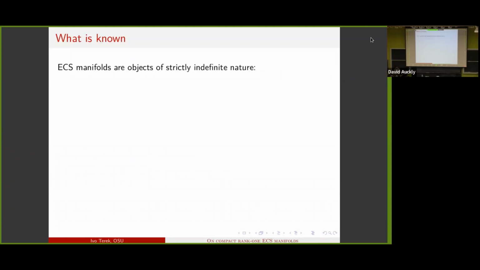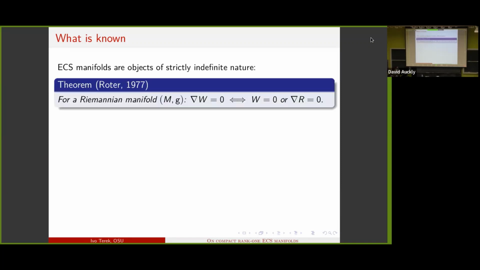So the first thing is that those objects have strictly indefinite metric signature because of Derdziński and Roter's theorem from 1977. If you assume that your metric is Riemannian, then parallel Weyl curvature actually implies that your metric is conformally flat or locally symmetric. So this settles the Riemannian case, and then we move on to look at the indefinite case.